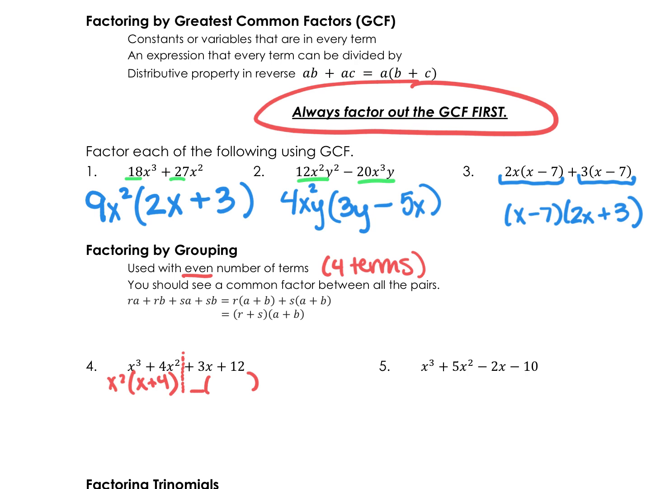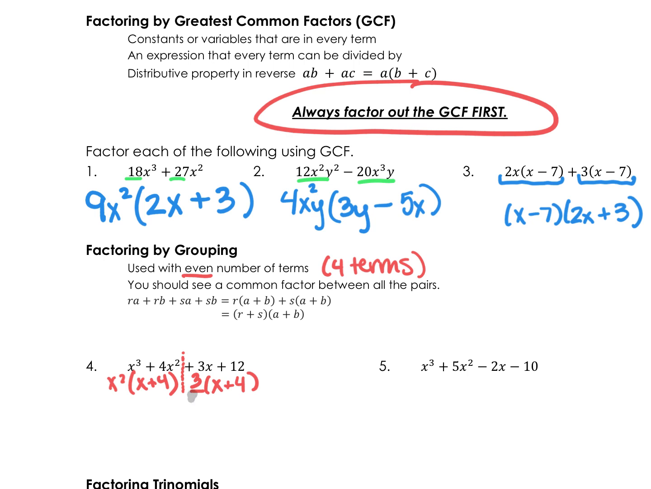What's my greatest common factor of these 2 terms? 3. 12 and 3 are both divisible by 3, so that's my greatest common factor. When I take a 3 out of this term, what am I left with? An x. When I divide 12 by 3, remember factoring out, you're dividing because you're undoing multiplication. When I divide 12 by 3, what do I have left? 4, and they're separated by a plus sign.